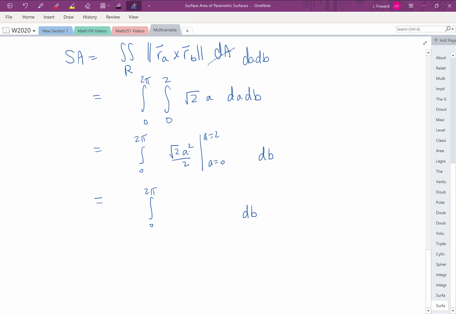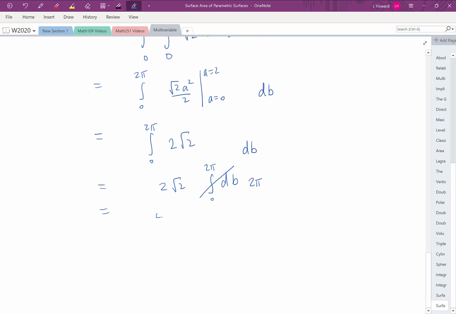Subbing in a equals 2, we get root 2 times 4 over 2. So let's call that 2 root 2, and then evaluating at a equals 0 would give us 0. So in other words, we've got this constant 2 root 2, and then we're just going to integrate from 0 to 2 pi db, and that's going to give us 2 pi. So overall, here's our final answer: 4 root 2 pi is the surface area of that cone.